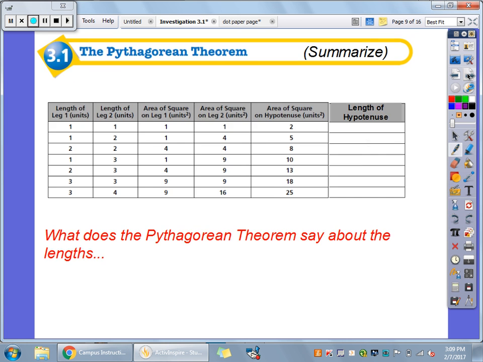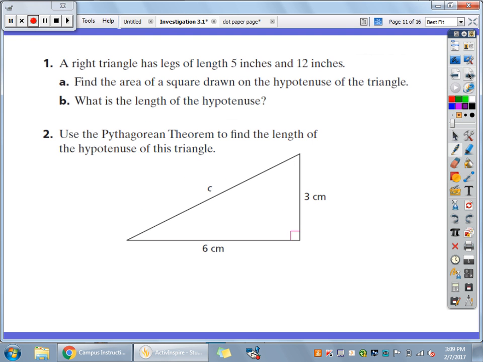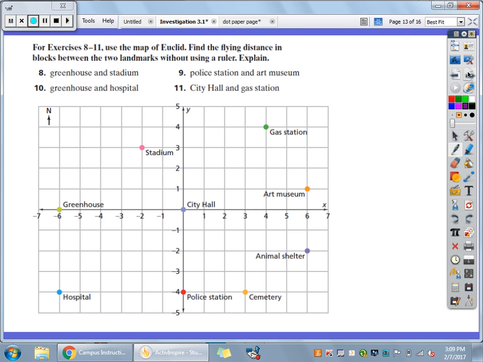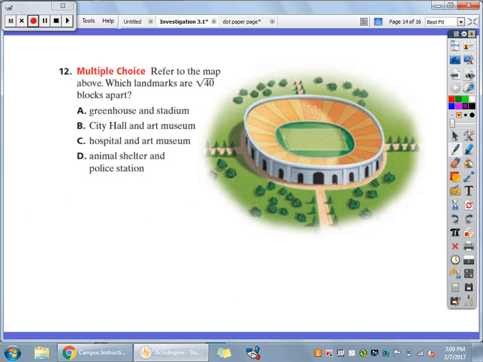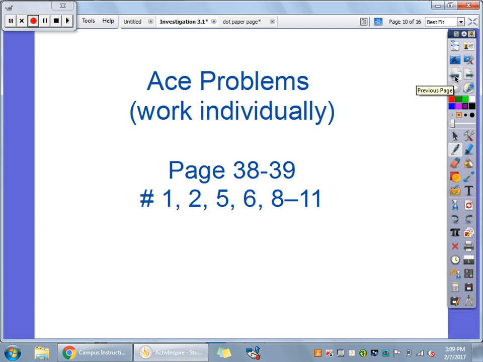All right. Well, I think these are the homework problems, and they are either in the book or I have them attached as a PDF here. You don't have to do number 12. 38 to 39, 1, 2, 5, 6, 8, and 11.